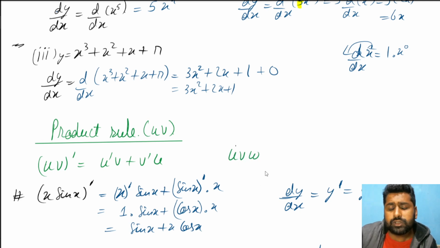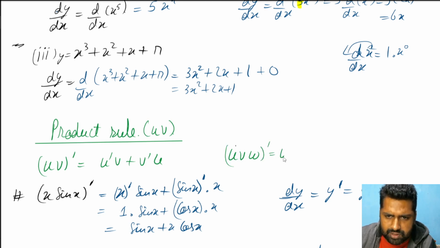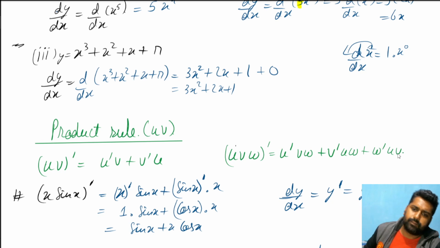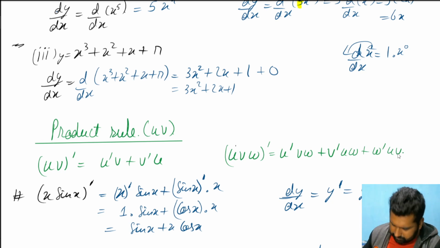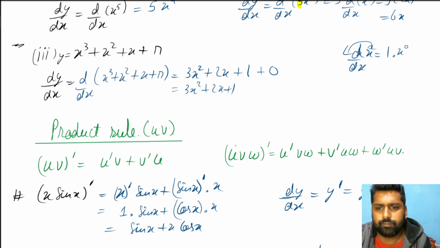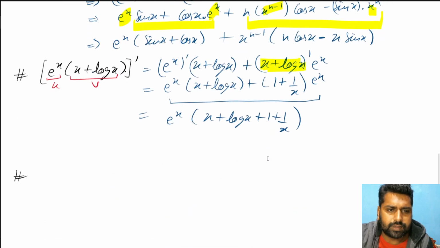Suppose instead of 2 functions, 3 functions are there, then what will you do? This rule is still the same. You differentiate one function, keep the other 2 as they are, then you differentiate the second function, keep the other 2 as they are, UW, then you differentiate the last function, W, keep UV as it is. All right, now let's use that.